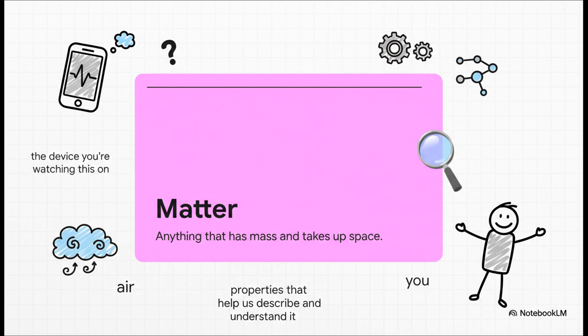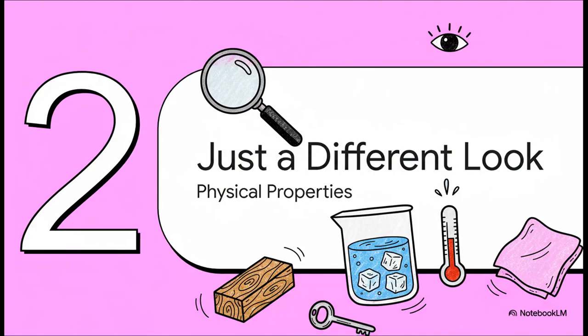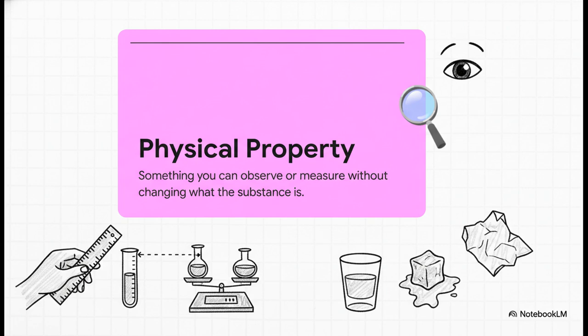And all matter has properties, kind of like a personality, that lets us know what it is and what it can do. So let's ease into this and start with the more familiar side of things, physical properties. Just think of these as the characteristics you can see or measure without actually changing what the stuff is made of. And that right there is the absolute key phrase in the definition, without changing the identity of the substance. You can look at it, you can weigh it, you can describe it, but the stuff itself stays the same.